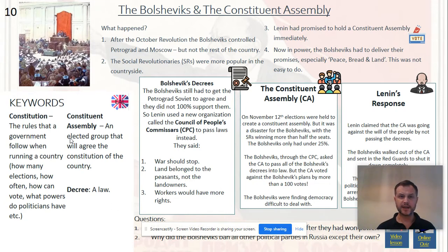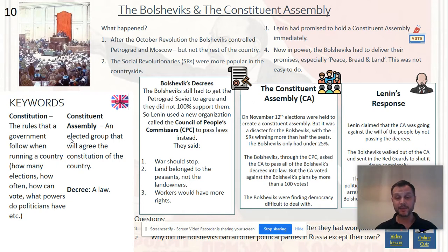The Bolshevik decrees. The Bolsheviks still had to get the Petrograd Soviet to agree, and they did not 100% support them. So this is before the Constituent Assembly is called. What Lenin is doing is trying to get the Bolsheviks to run the country, but he does need to get the Petrograd Soviet to support him, and they do not.